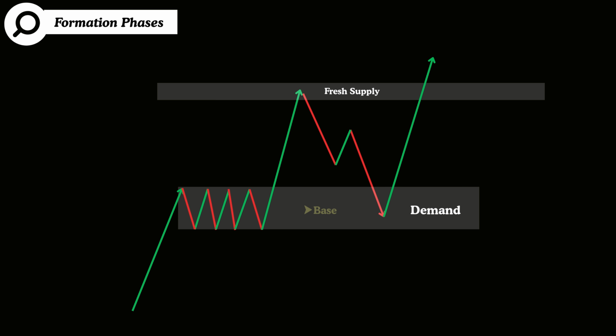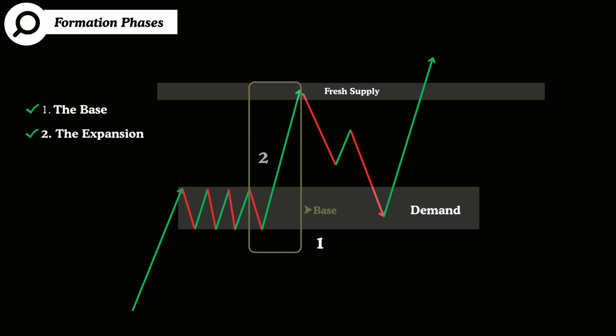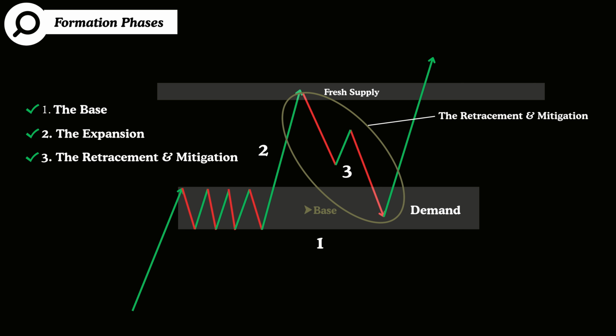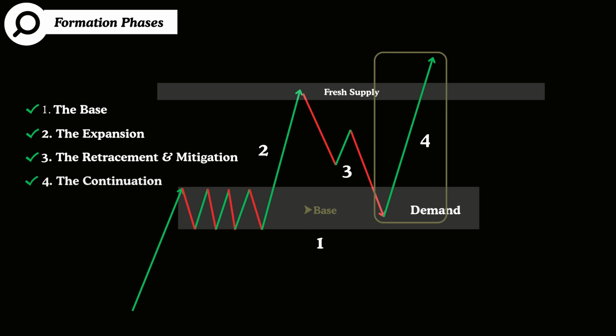Now, let's look at the bigger picture. Everything we've discussed unfolds through 4 essential phases. The base, the expansion, which can be either a rally or a decline, the retracement and mitigation, and finally, the continuation. And here's the part that truly matters. Our primary focus is always on the continuation phase because that's where the highest probability trade entries typically occur.